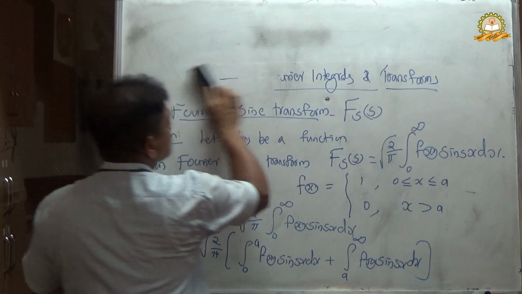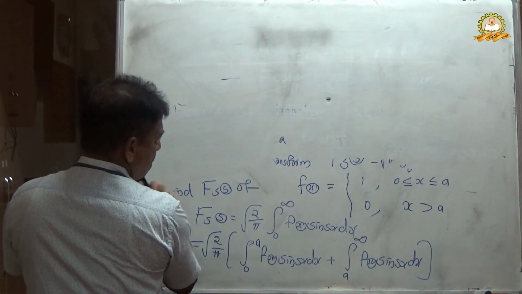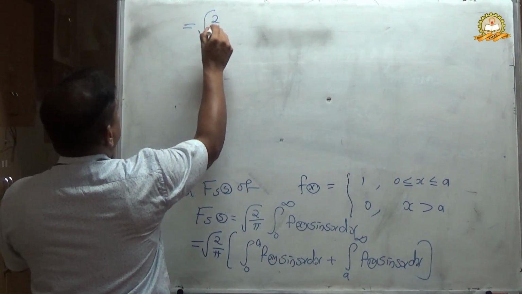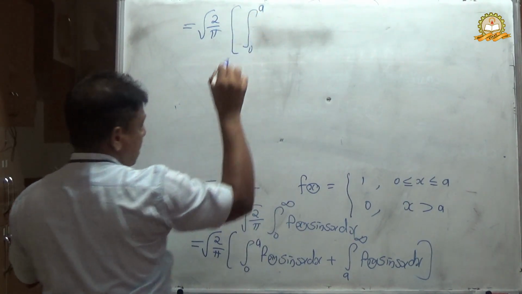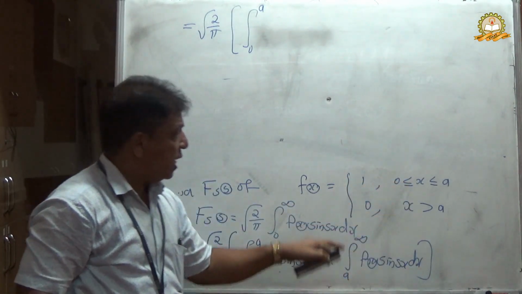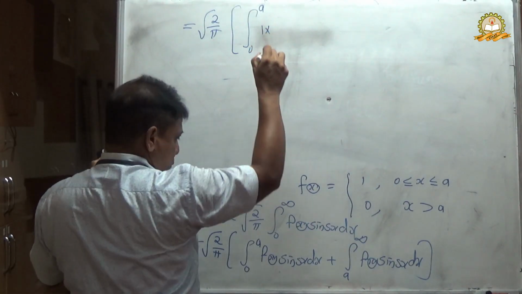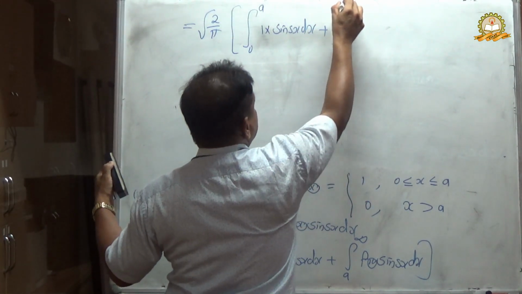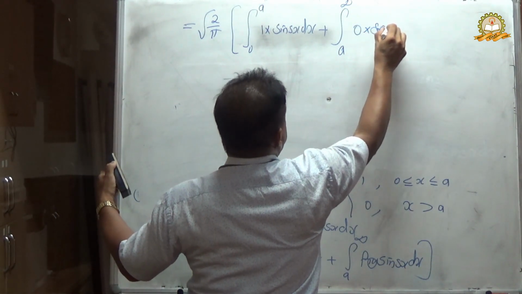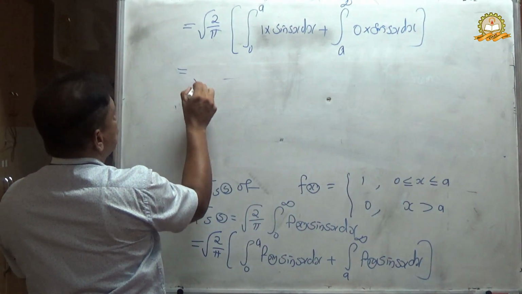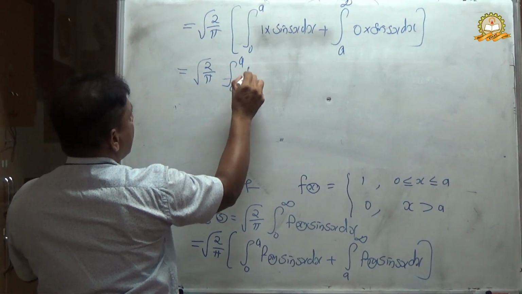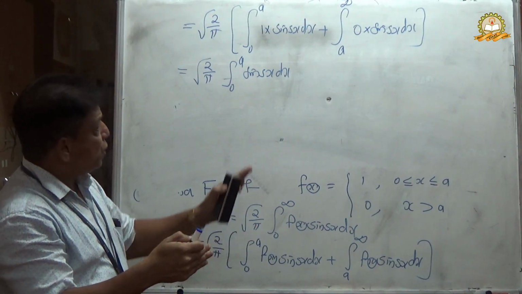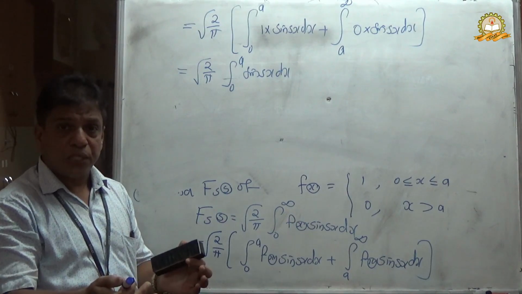Then we substitute the values. That is, root of 2 by pi integral 0 to a; in the limit 0 to a, the function is given as 1, so we substitute 1 into sin sx dx. Plus, in the limit a to infinity, x greater than a, the function is given as 0 into sin sx dx. That is, root of 2 by pi into integral 0 to a sin sx dx; the next part will be 0. Therefore the problem reduces from 0 to infinity to 0 to a, lower limit 0 and upper limit a.